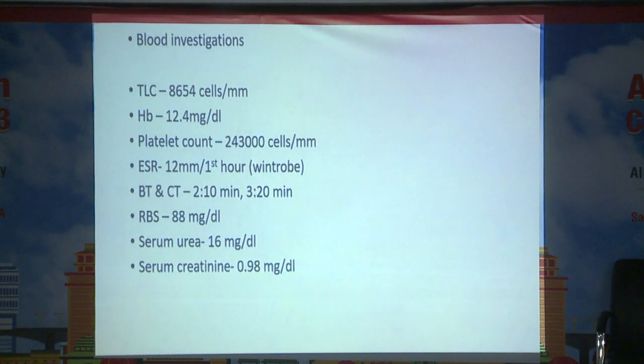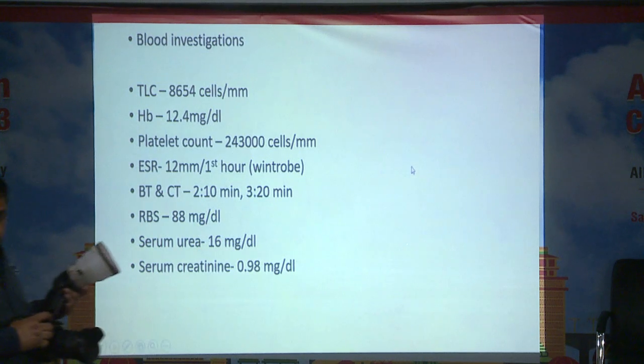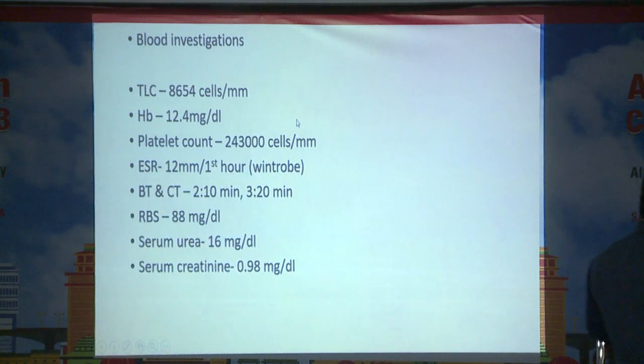Now we will come to blood investigations. TLC is 8654 cells per cubic millimeter. Hemoglobin is 12.4 grams per deciliter. Platelet count is 2,43,000 cells per cubic millimeter. ESR is 12 mm in the first hour. Bleeding time and clotting time are 2 minutes 10 seconds and 3 minutes 20 seconds. RBS is 88 milligrams per deciliter. Serum urea is 16 milligrams per deciliter, and serum creatinine is 0.98 milligrams per deciliter.